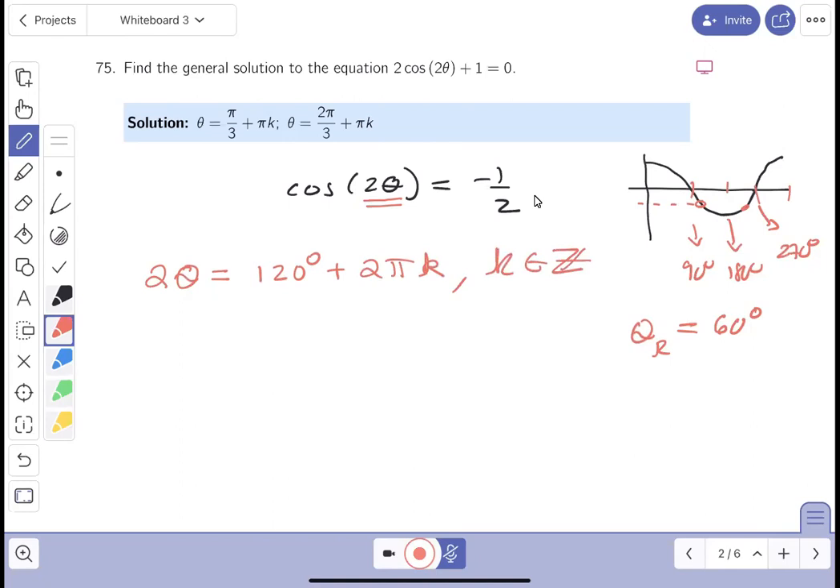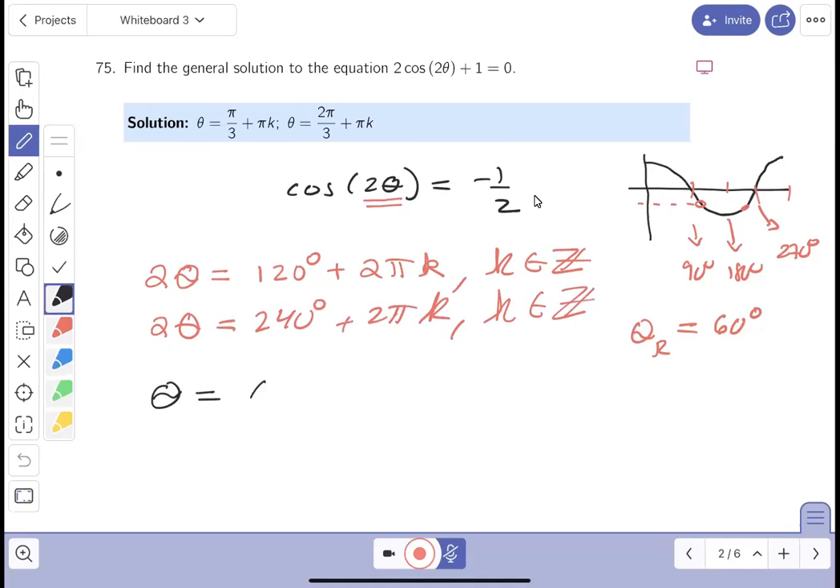The next one's between 180 and 270, right? Reference is 60. And what would that be? Between 180 and 270, so I'm at 180, goes 60 more, 240. And again, k is some integer. Now I've got to write the answers down. What's going to be theta? I'm dividing by 2. 60 degrees plus pi k.